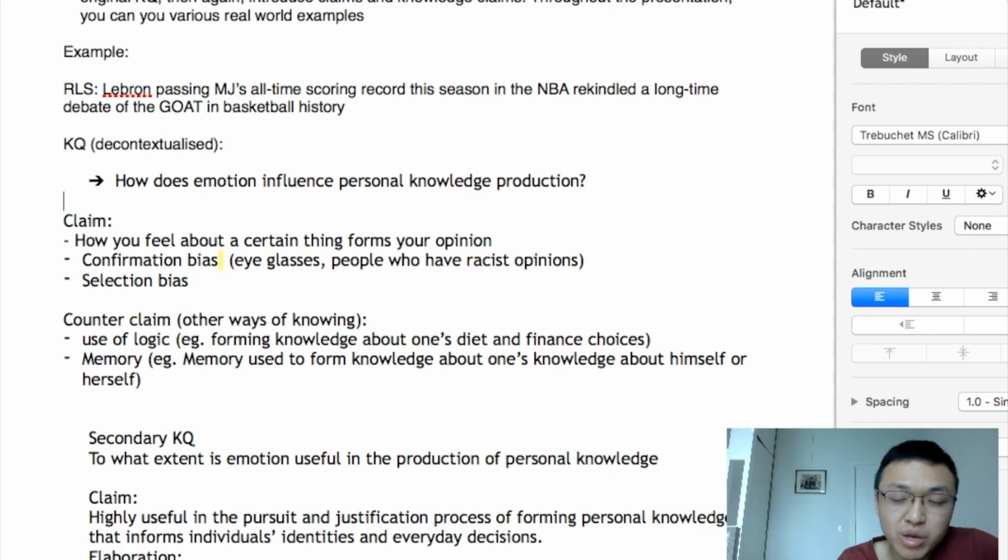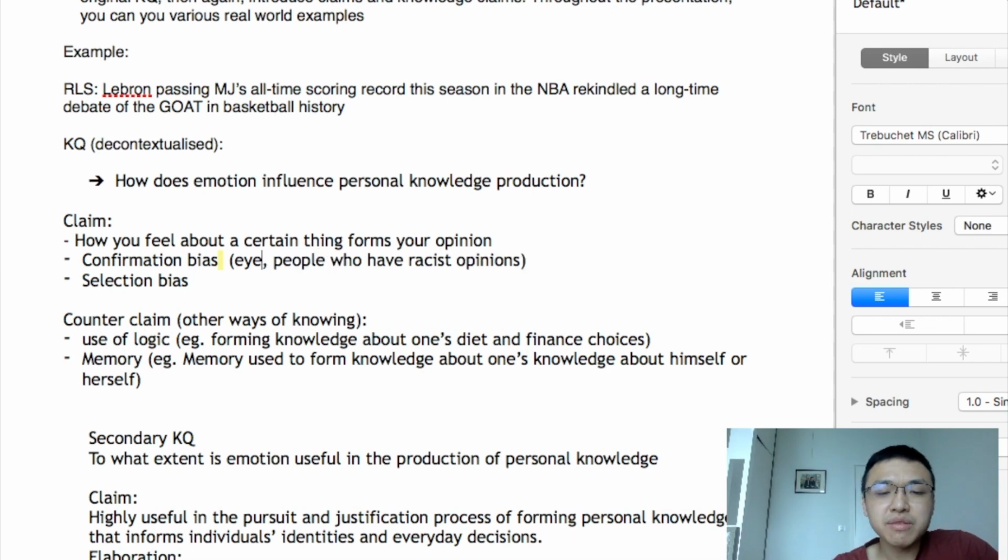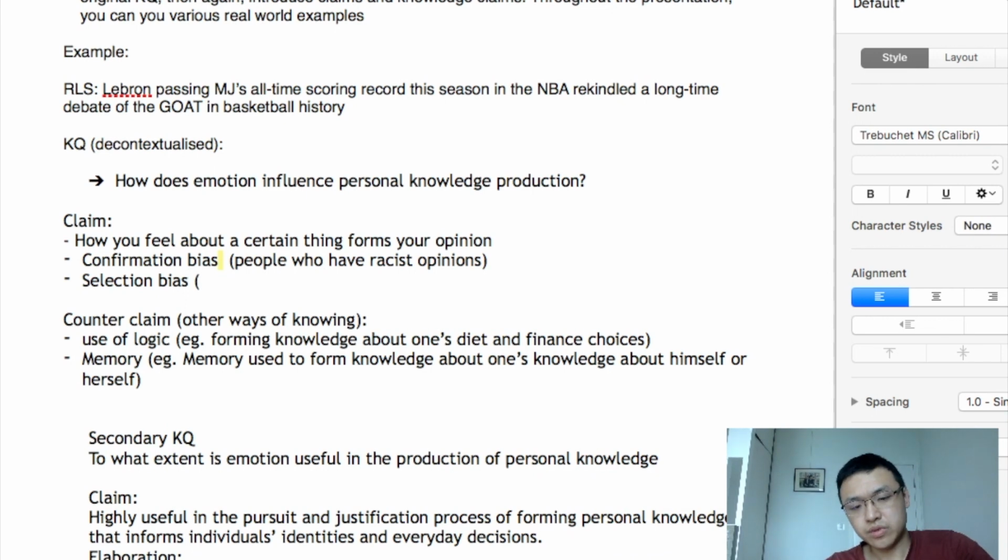And so one example is, to support this claim, you need to come up with some real world examples. For example, in psychology, we know that there is confirmation bias, which is that when you have a certain belief, you start to look out for things that would support your belief.